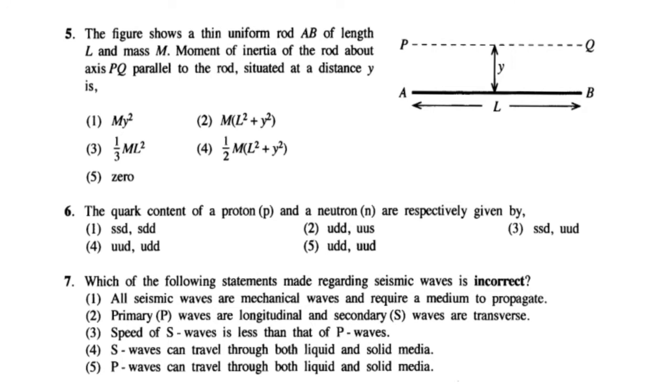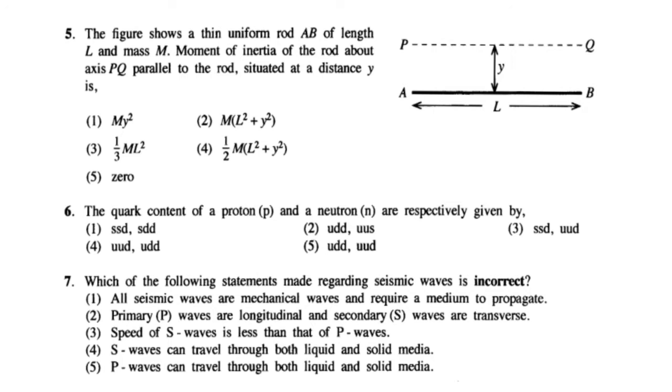We'll check the answers now. First one, all seismic waves are mechanical waves and require a medium to propagate. That is right. Then second one, primary P waves are longitudinal and secondary S waves are transverse. That is also true. We compare primary waves with sound waves and they are longitudinal, and S waves with the waves in a string, so they are transverse.